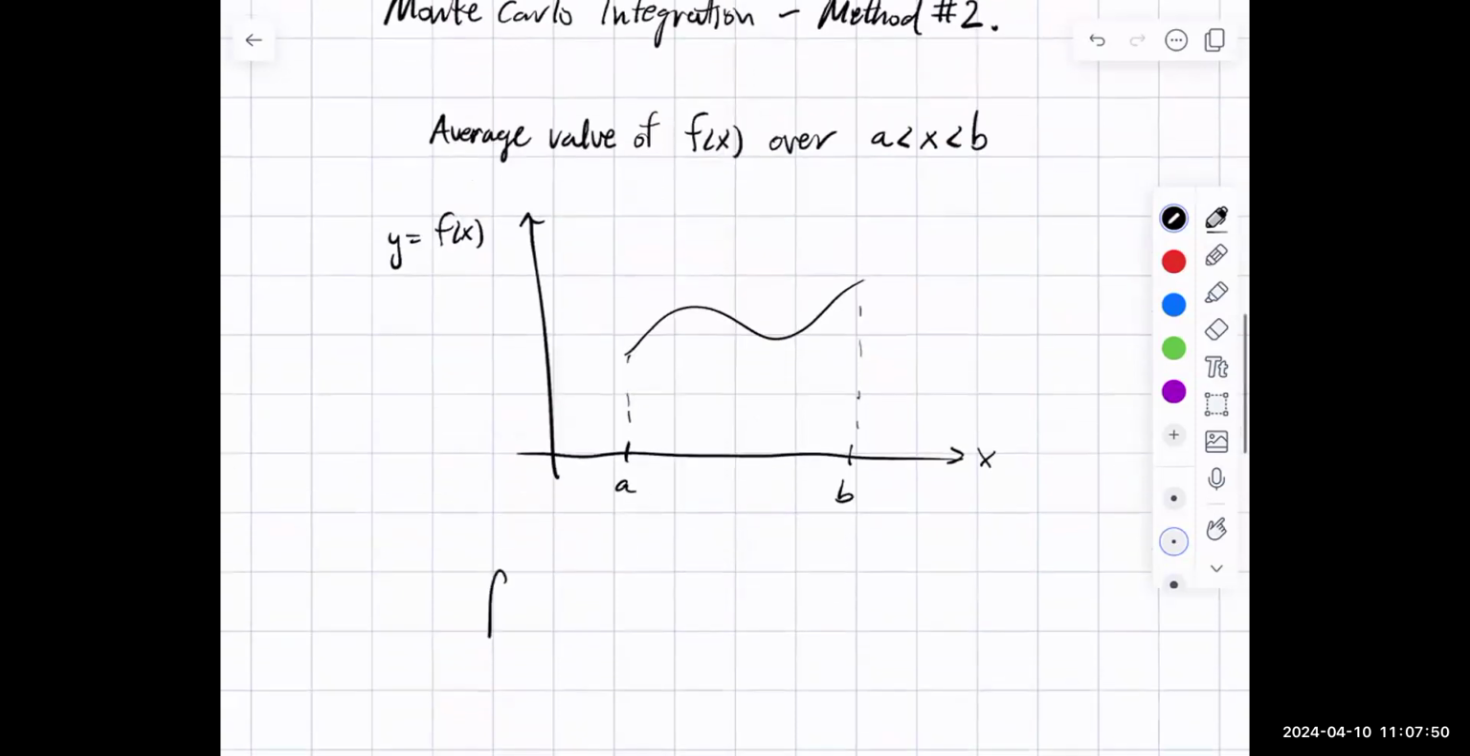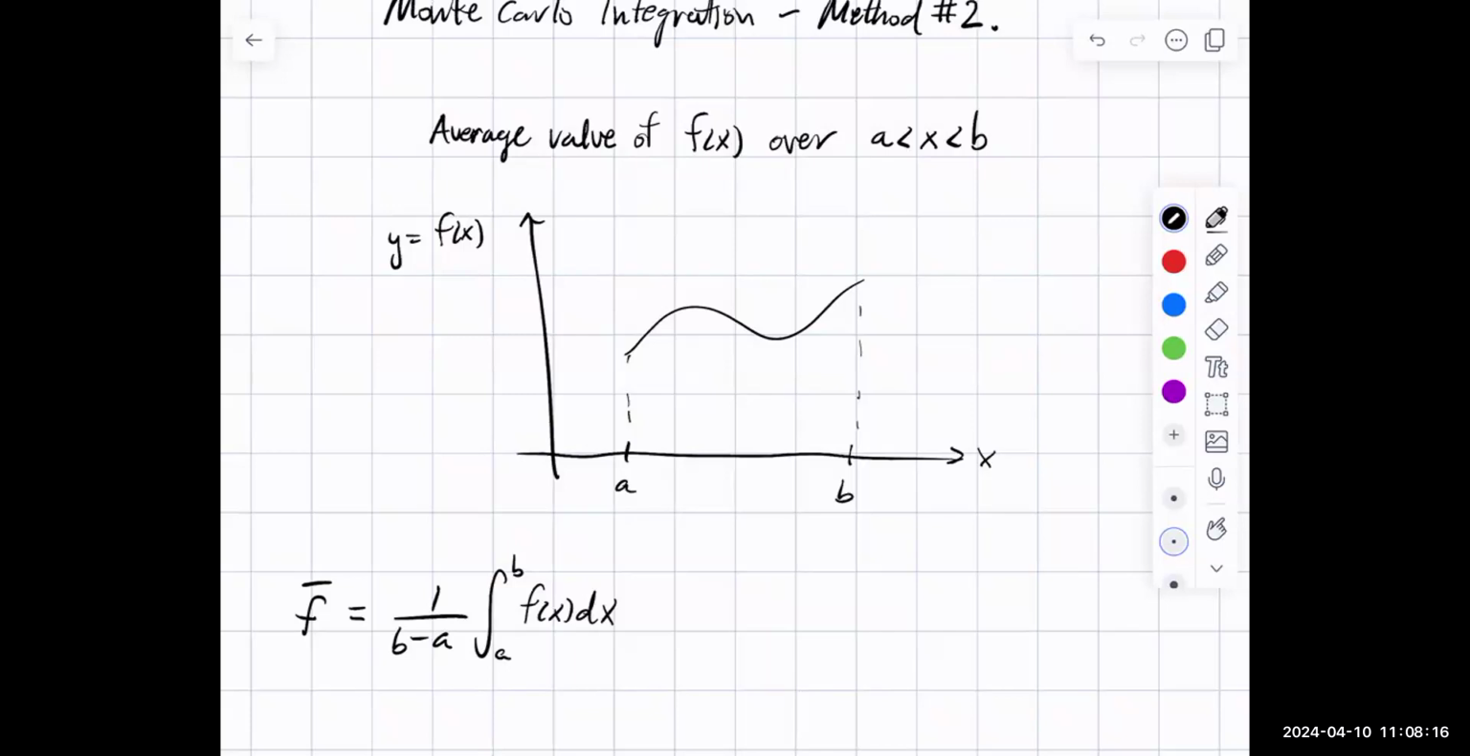Yeah, okay, so I'm going to integrate from a to b. What am I going to integrate? f of x dx. Okay, and then what else do I need? That's exactly right. So the average value of our function between the limits a and b is given by exactly this expression.